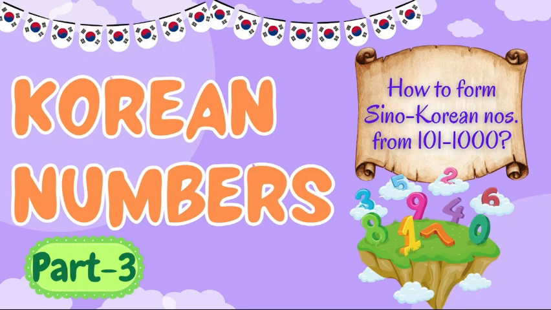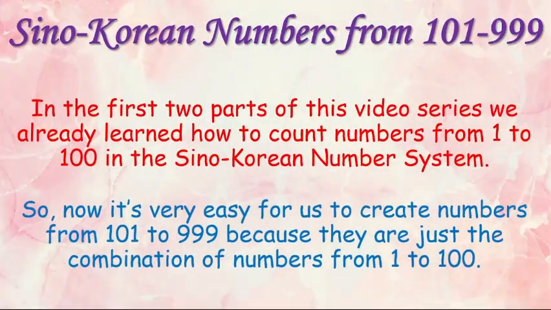So here is the third part of our video series in which we are learning the Korean numbers. In the first two parts, we already learned how to count from 1 to 100 in the Sino Korean number system. Now in this video, we are going to learn how to form Sino Korean numbers from 101 to 1000. So let's start. Now as we already know how to count from 1 to 100, it becomes very easy for us to create numbers from 101 to 999 because they are just the combination of numbers from 1 to 100.